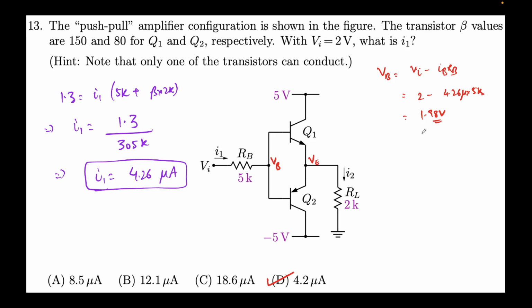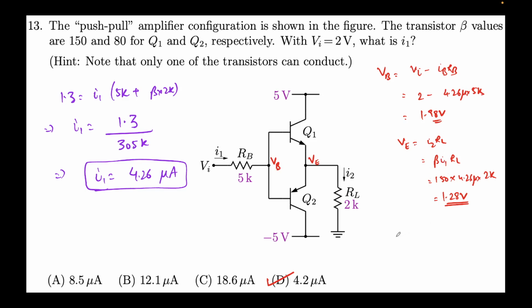And VE is nothing but I2 times RL, which is beta I1 times RL. Let's calculate that. That would be 150 times I1, which is 4.26 micro, times RL, which is 2k. So this will come out to be 4.26 micro times 2 times 0.15, and to convert it, this is coming out to be 1.28 volts. The value of VE is 1.28 volts.